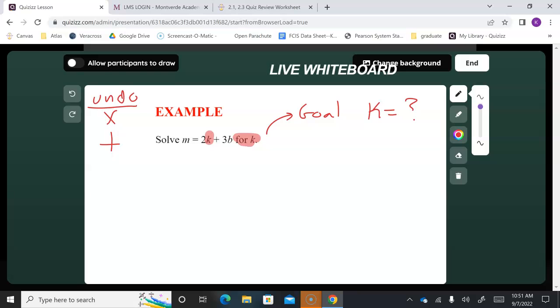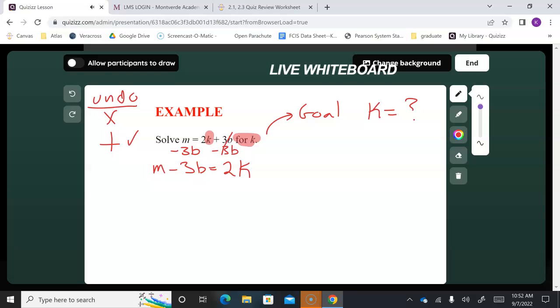We want to undo addition or subtraction. So I need to undo that plus 3b by doing what? Subtract it. Minus 3b from both sides. Okay? Now, m and 3b are not like terms, so I can't actually do the subtraction. All I can do is show it. So m minus 3b. And then that cancels, leaving me with just 2k. So I undid my addition.